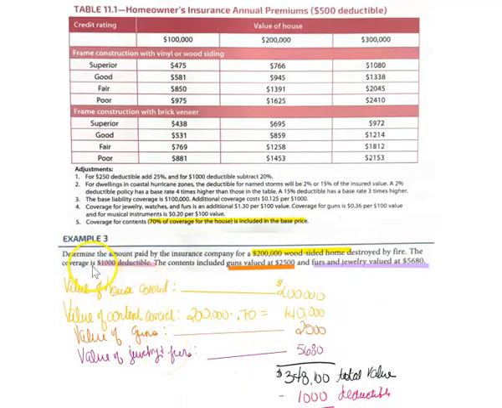Example 3 says, determine the amount paid by the insurance company for a $200,000 wood-sided home destroyed by fire, not hurricane. The coverage is a $1,000 deductible, and the contents included guns valued at $2,500 and furs and jewelry valued at $5,680. So we're not trying to figure out his premiums. We're just trying to figure out how much money the insurance company will pay off.